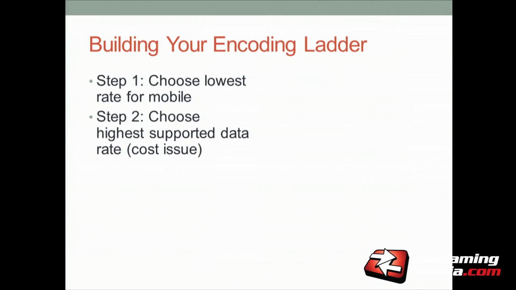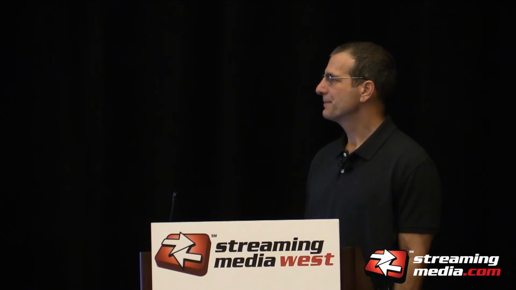So this is what I go through with my clients. It's what I go through with my own videos. When I'm creating an encoding ladder, I choose the lowest rate for mobile. I say, how low do I want to go? And then I choose the highest supported data rate, and that's a cost issue. How much can my monetization support from a cost perspective? And then I choose a data rate of around 3 megabits per second.